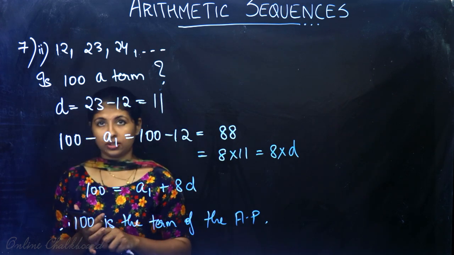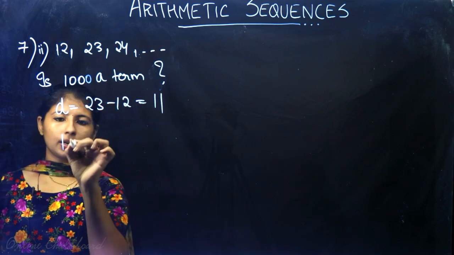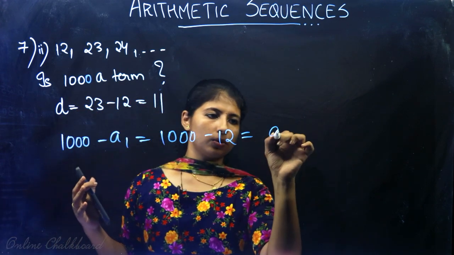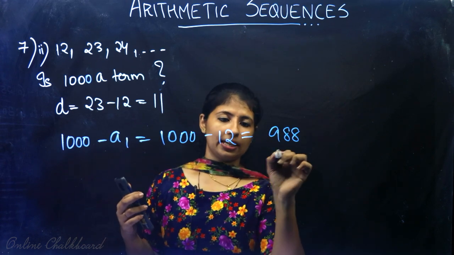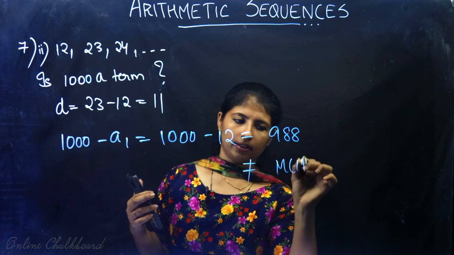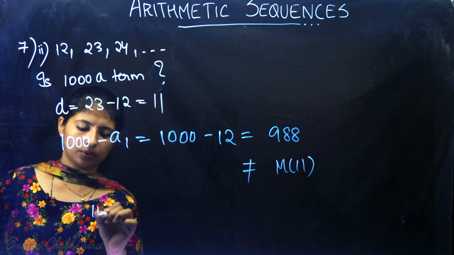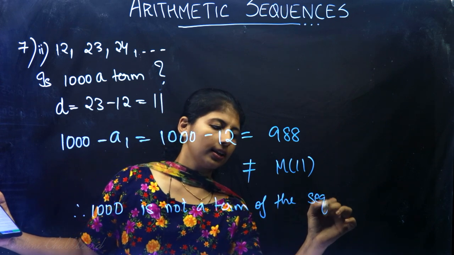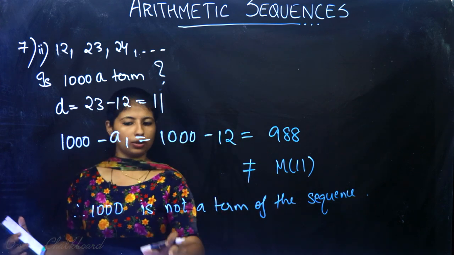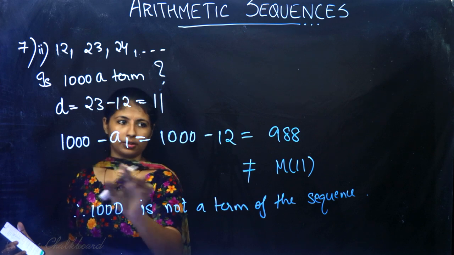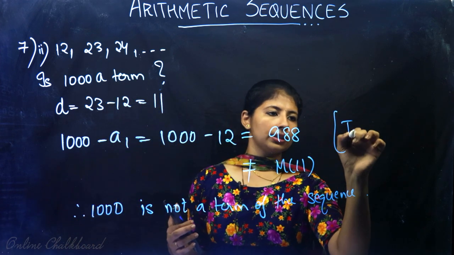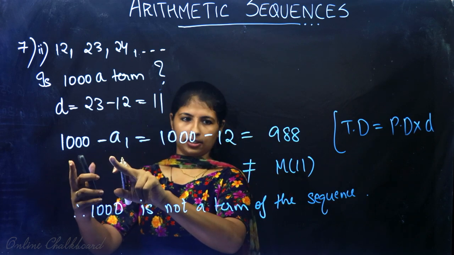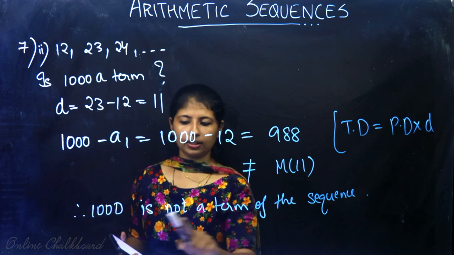Now let's look into the next, 1000. 1000 term aanu nu nokkanda. So 1000, we'll subtract the first term: 1000 minus 12 is equal to 988. 988 is not a multiple of 11. Multiple of 11 alla. Therefore, 1000 is not a term of the sequence. This is a term multiple of 11. 11 is the common difference. That is, the difference between terms is a multiple of the common difference. This formula is the evidence: the difference of terms is equal to position difference into common difference. That's why 1000 is not a term of the sequence.